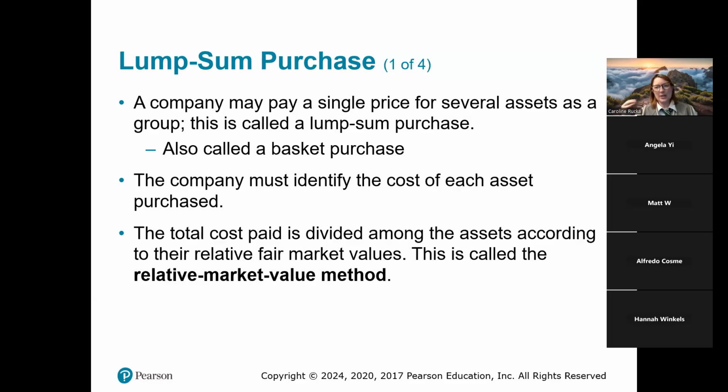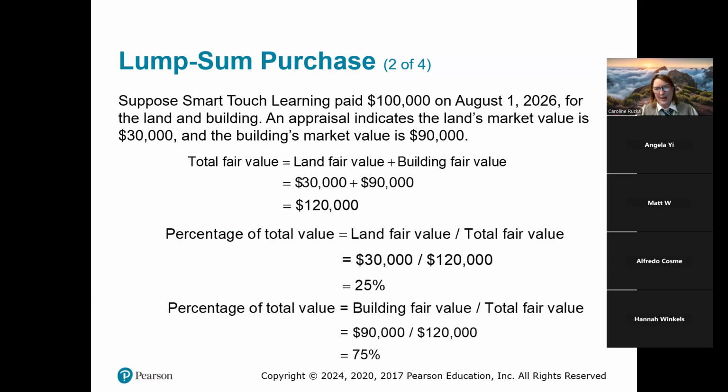So what we're going to do is take the total cost that we paid and divide it among the assets according to their relative fair market values. Now we're bringing market value into this. Okay, we're going to look at an example, and I think that will clarify that a little bit.